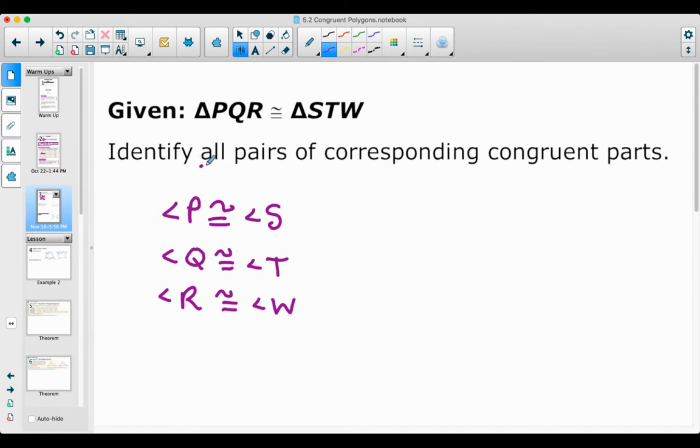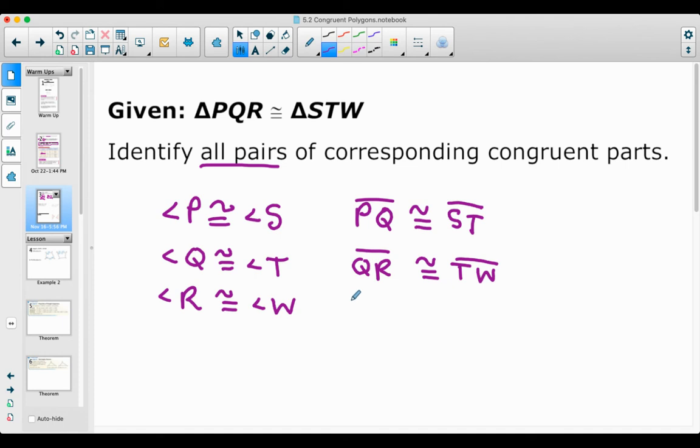When I say identify all pairs of corresponding parts, so you have all your angles and you also have all of your sides. So that means side length PQ is congruent to side length ST because those are in the same position. QR is going to be congruent to TW. And then PR is going to be congruent to SW. Those would be your corresponding congruent parts.